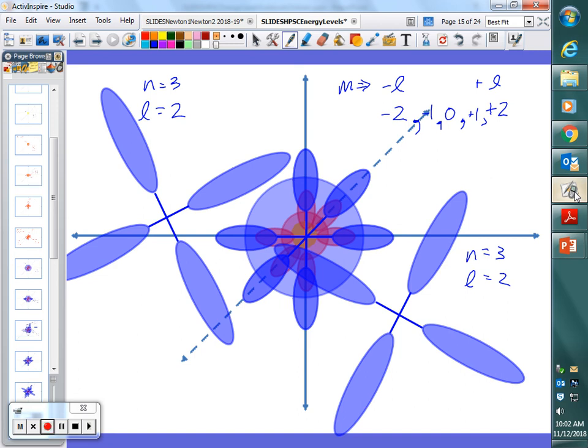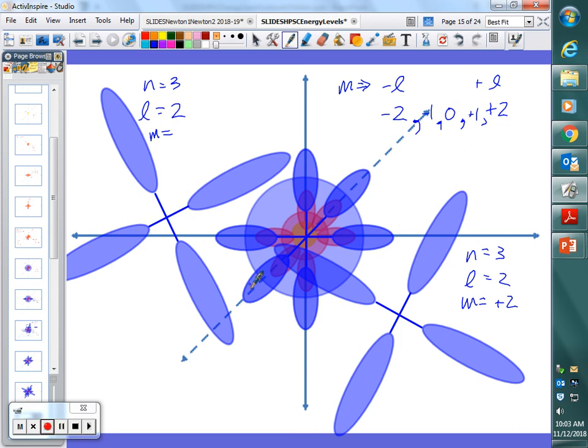Okay? So that means this one, we could make this one +2, right? And then for this one, what could the M value be? -2 or -1 or 0 or +1. Anything that isn't +2, just so we can tell those two d orbitals apart from each other.